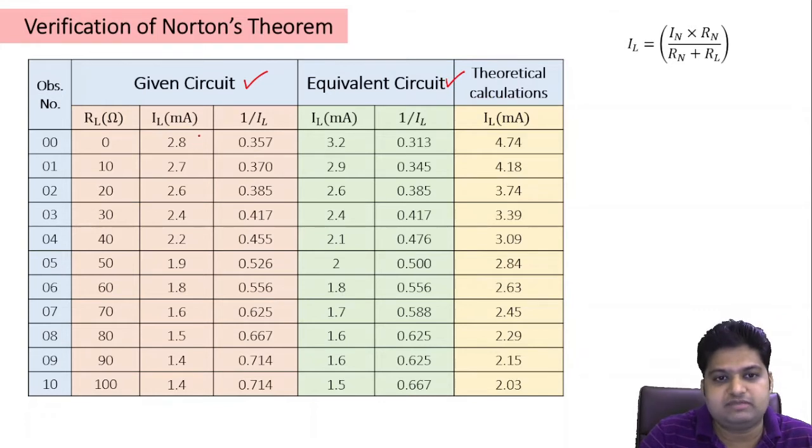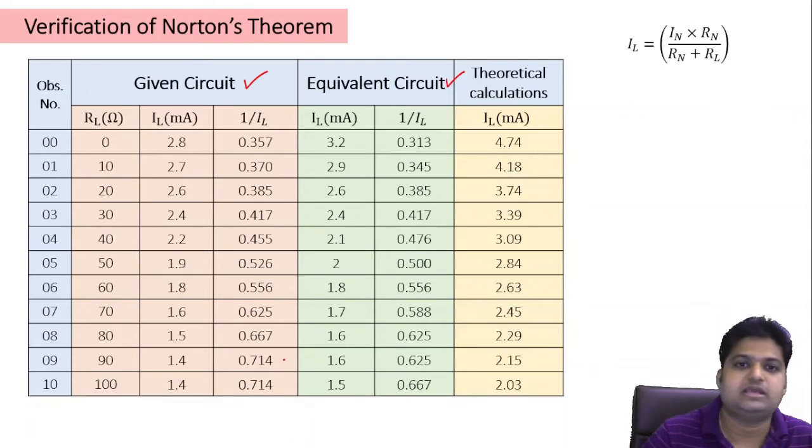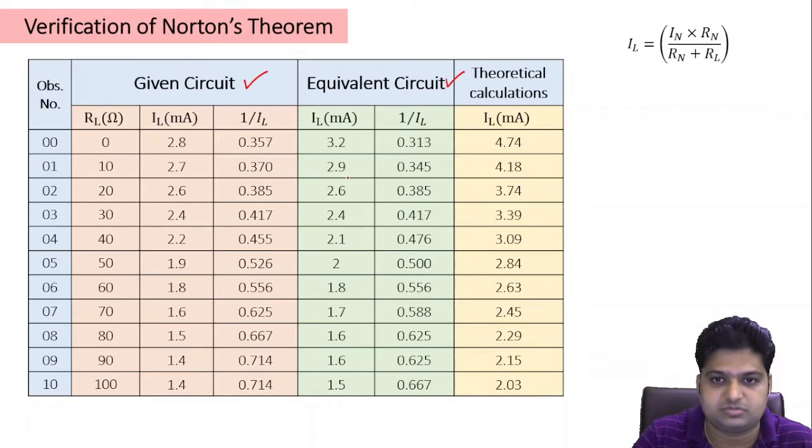Okay, so from the given circuit we got 2.8 and from the equivalent circuit we were getting 3.1. Similarly, we could see that the readings are not exactly the same, but they are in and around similar readings that we were getting using the equivalent and the given circuit. Fine, so both were almost the same.